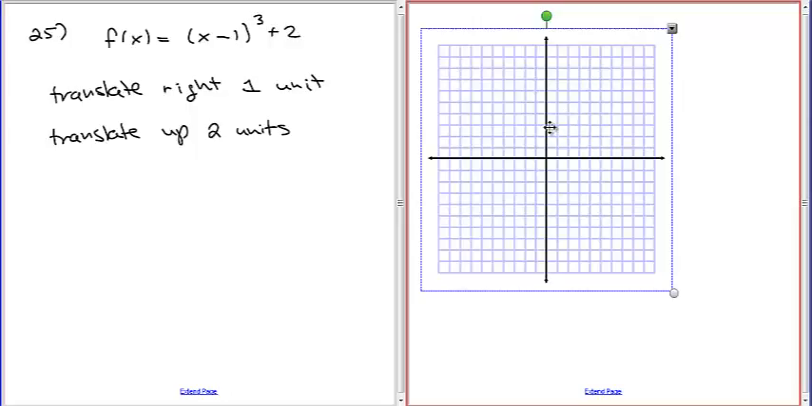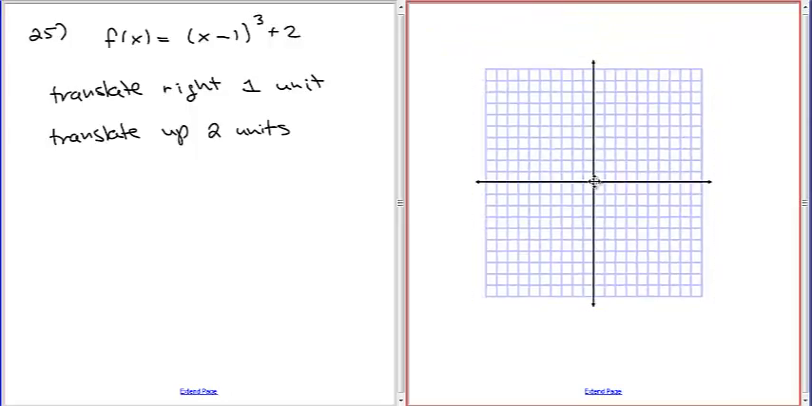So again, we're going to start with the parent function. You start at the origin, over 1, up 1, over 2, up 8, over 3, 27. And over 1, down 1. So with the cubic, you go one way here and you go down the other way there. So you go like that. So that's 1 cubed, 2 cubed. Then we translate to the right 1 unit. So that's going this way. So over 1, up 1, over 1, down 1, over 2, up 8, over 2, where am I starting here? I'm going to make sure I know where my starting point is.